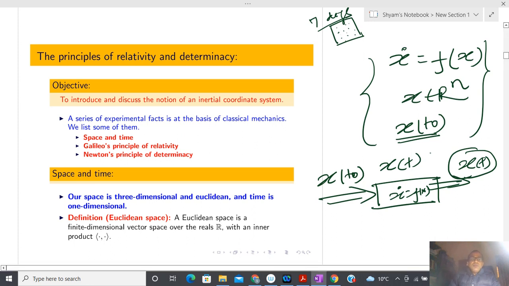If you don't have any, now let us come here. What is the objective? To introduce and discuss the notion of an inertial coordinate frame. Because during school time we learned that classical mechanics is valid in an inertial coordinate system.